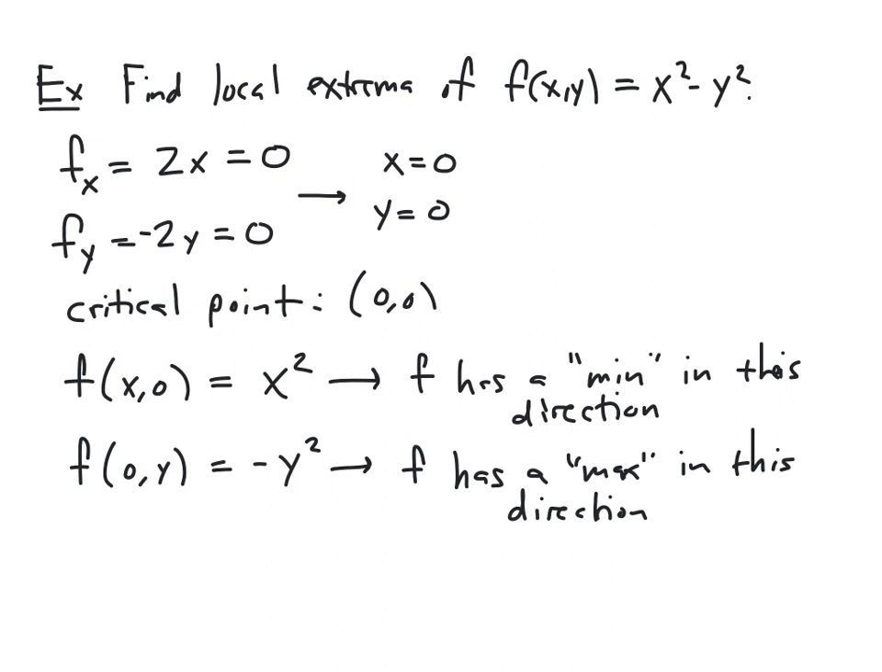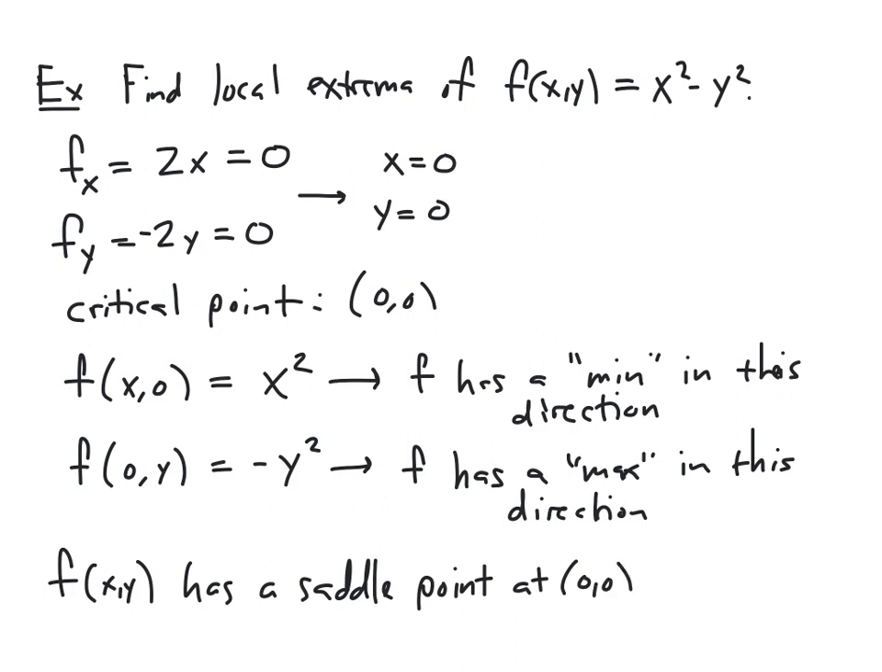And so in this particular case, we're able to pretty quickly see, by picking two directions that are nice, that we have a minimum in one direction and a maximum in another. And what that tells us is that this function has a saddle point at the origin. And since this was the only critical point, and all local extrema have to occur at a critical point, this particular function has no local extrema. We only have this saddle point.